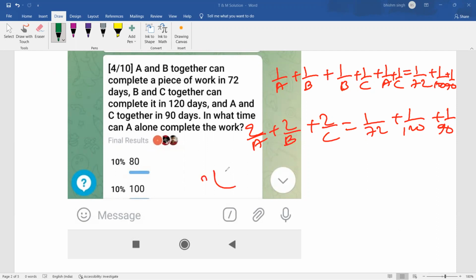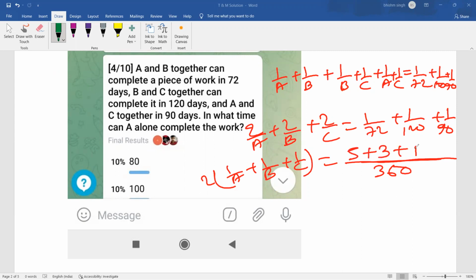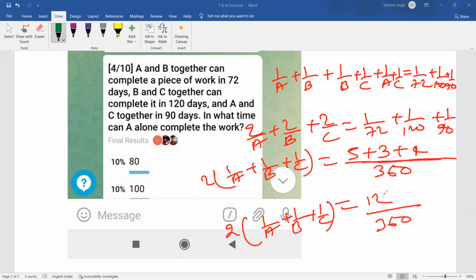So how much is this? 2 times (1 by A plus 1 by B plus 1 by C). We have to take the LCM, that is 360 here. 7 5s are 35, 12 3s are 36, 9 4s are 36 again here. So 5 plus 3 is 8, 8 plus 4 is 12, that is 12 by 360, and 2 times (1 by A plus 1 by B plus 1 by C) is this. So 1 by A plus 1 by B plus 1 by C equals 1 by 60. Okay, so A, B, C together are completing the work in how many days?